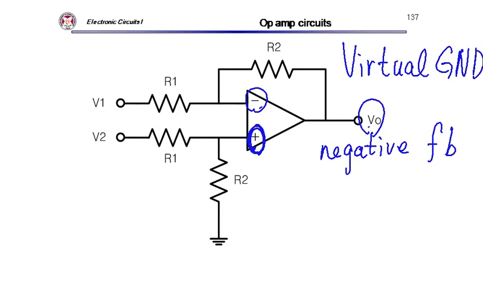Virtual ground. Okay, so virtual ground means that the voltage at this node, V3, should be the same, right? I know I equals 0. From V2, R1 and R2, I can easily calculate V3 because the same current flows through R1 and R2 here.